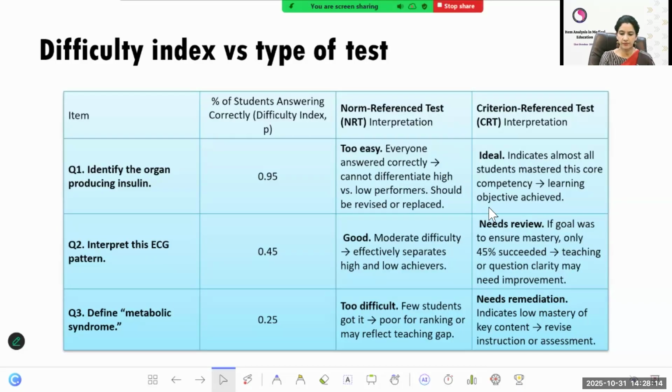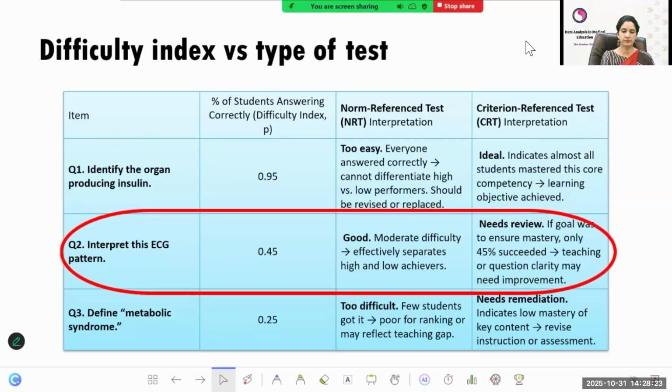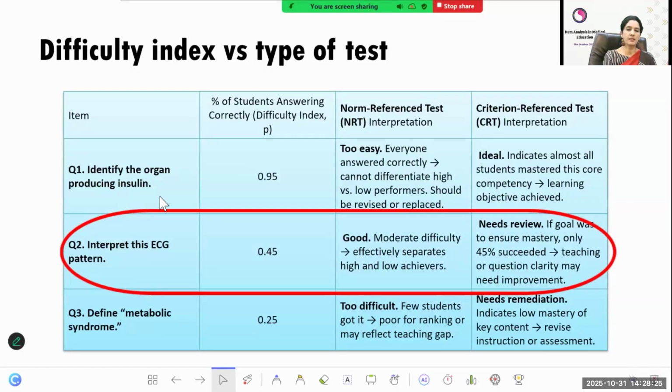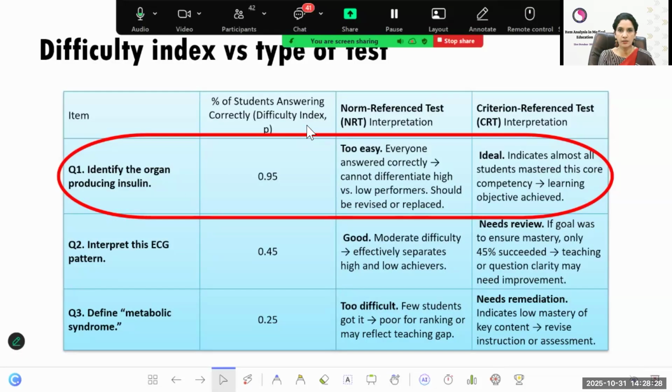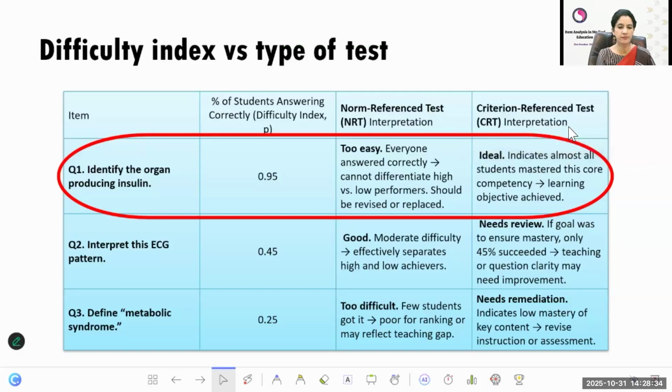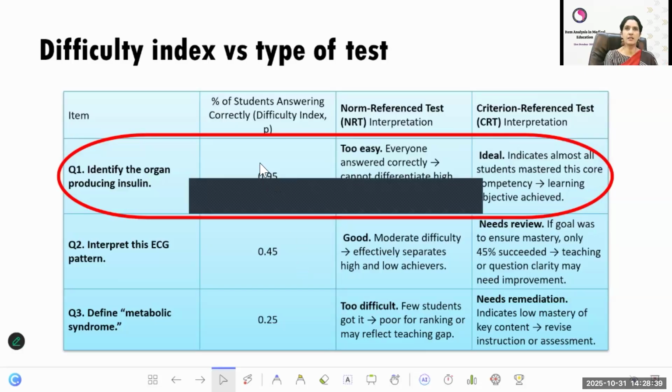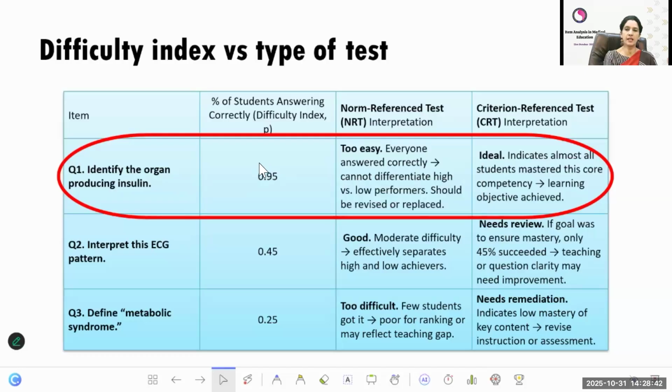But in the case of a criterion reference test, for example, if you see this first item, identify the organ producing insulin. This is a very simple question and it is answered correctly by 90%. If you see the difficulty index, it is 0.95. So you will say it is a very easy question. Everyone has answered it correctly, and it cannot differentiate between high and low performers.